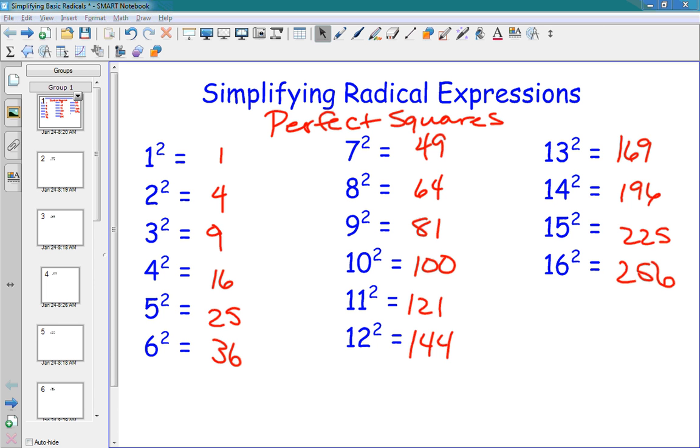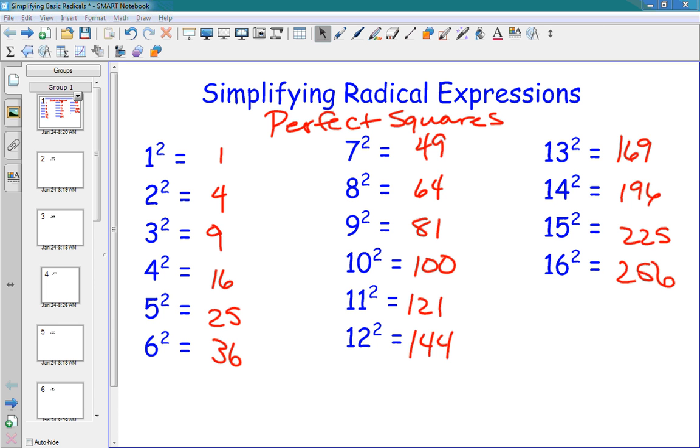11 squared is 121, 12 squared is 144, 13 squared is 169, 14 squared is 196. Do you see that? That is very convenient, right? 15 squared is 225, and 16 squared is 256. Okay? Now, I expect you to memorize this because it'll be a heck of a lot easier for you to do this homework assignment if you have that memorized. So, we're going to jump right in.